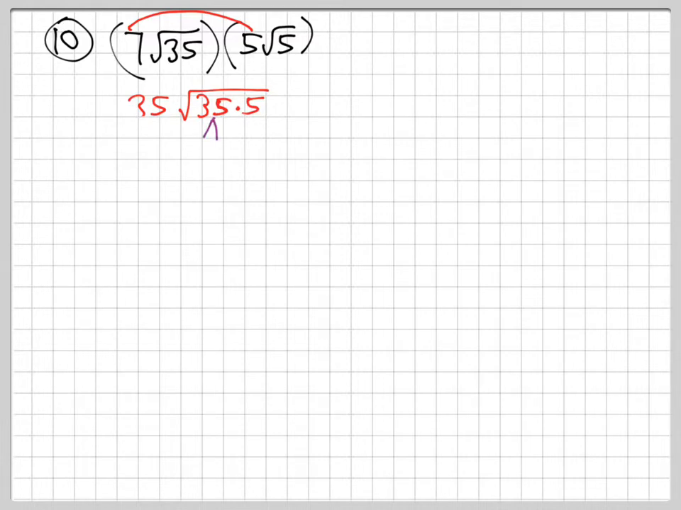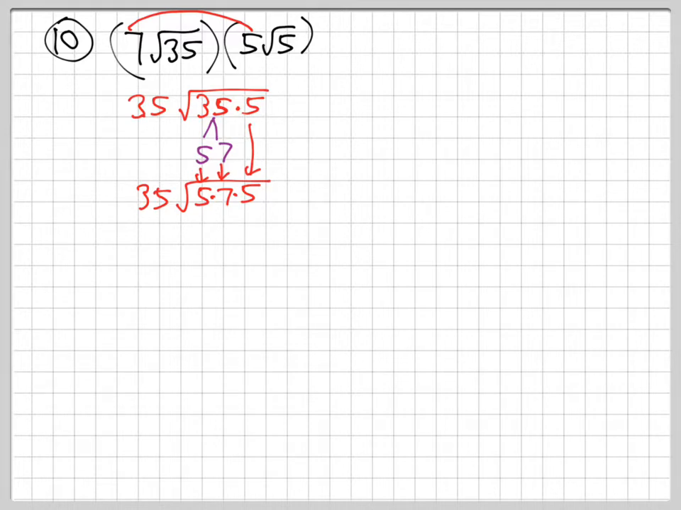We can break this guy down, right? 5 times 7. That good there. So what do we have? 35 root of 5, 7, 5. That 5 just comes down. That guy goes there, that guy goes there. Good so far. We broke down all the inside like we always do for roots.